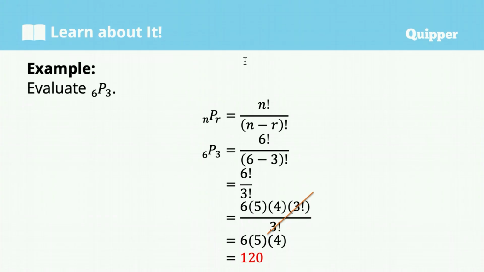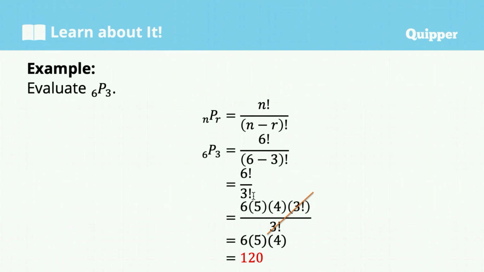For example, we are to evaluate the permutation of 6 taken 3. n is 6 and r is 3, and n is greater than r. So we have to use the general formula, and now let's substitute the values of n and r, which are 6 and 3 respectively, and we get this. Then simplifying the denominator, 6 minus 3 is 3. Then copy the factorial, and we have 6 factorial over 3 factorial.